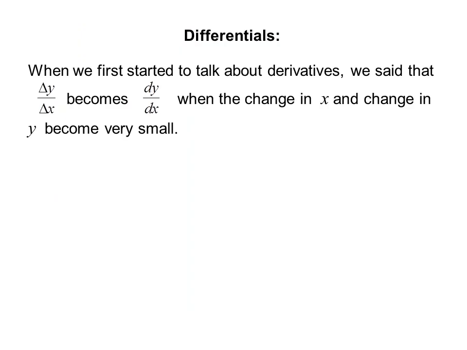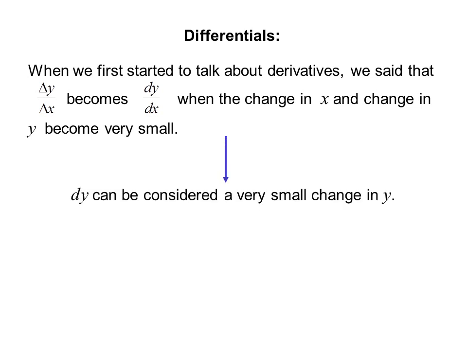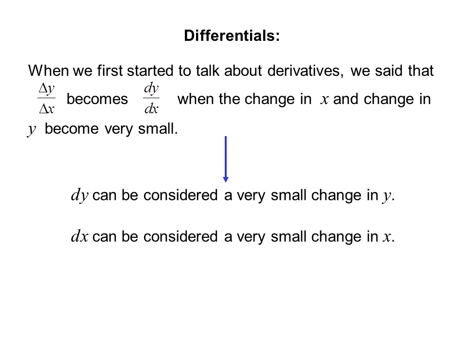Differentials. When we first started to talk about derivatives, we said that delta y over delta x becomes dy over dx when the change in x and change in y become very small. dy can be considered a very small change in y, and dx can be considered a very small change in x.